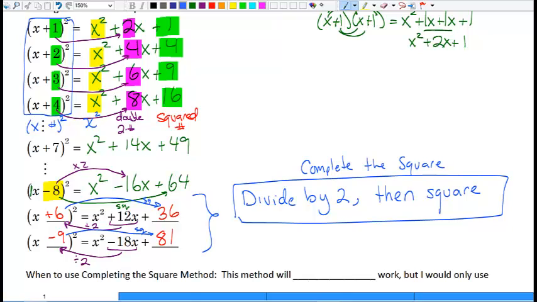In the next couple of problems, you will be given the first 2 terms and you have to fill in the blanks just like we did on the last 2 problems. You'll be given the first 2 and you have to fill in the other blanks by dividing by 2 and then squaring, which is why we did this little exercise before I actually teach you how to complete the square.